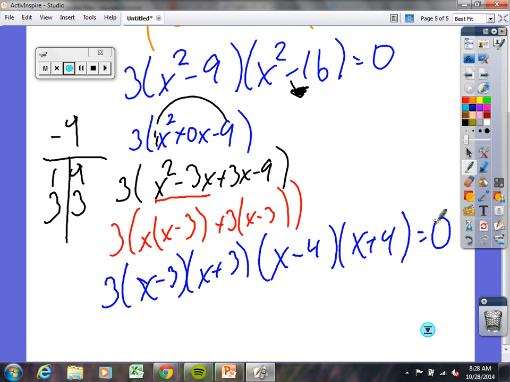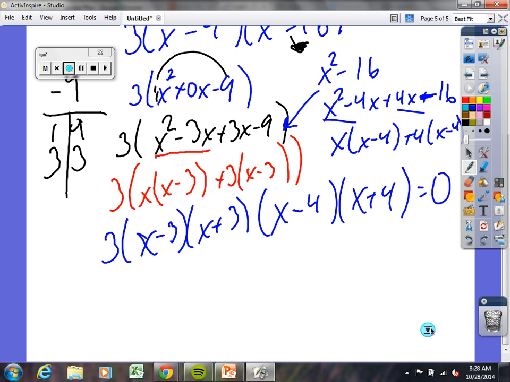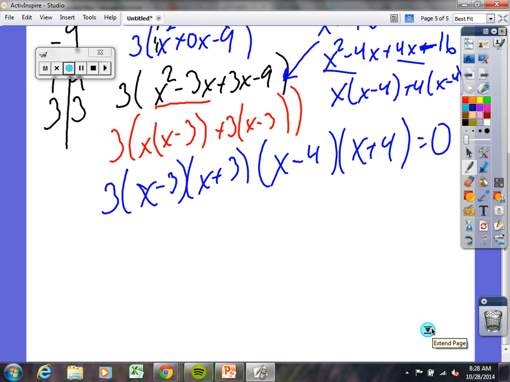So I could factor the same way I just did. Would you like me to do that? This would be x squared minus 4x plus 4x minus 16. Group. What do those guys have in common? Notice I pull out x minus 4. What's left? X plus 4. Same thing. Okay, so we got this one and one other, and then we're done, guys.